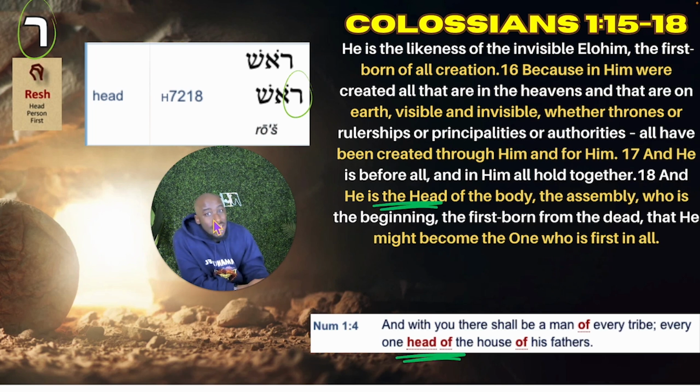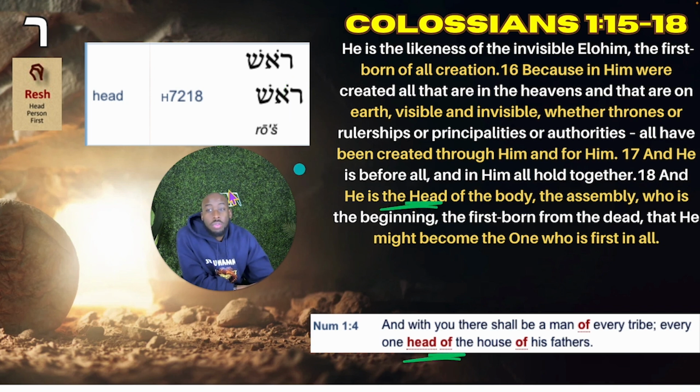So this is a verse from Colossians chapter 1, verse 15 through 18. Let's read together. He is the likeness of the invisible Elohim, the firstborn of all creation, because in him were created all that are in the heavens and all that are in the earth, visible and invisible, whether thrones or rulerships or principalities or authorities, all have been created through him and for him. And he is before all. And in him all hold together. And he is the head.